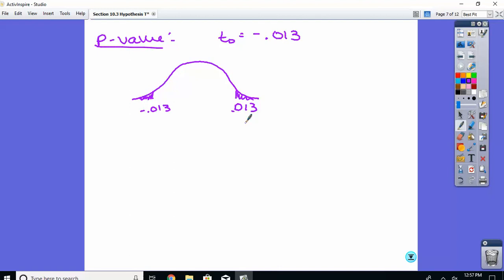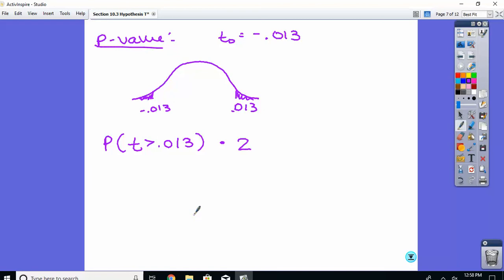Now, we have to decide which one we actually want to look up in the table. When it was normal, we always looked up the one on the left, because the normal table gives you the area to the left. But the t table, if you look at it, is telling you the area to the right. So what I'm going to find is the probability that T is greater than. And then since I have two of those, they're symmetric, I just need to take that times 2. Okay? And again, that's because it's a two-tailed test.